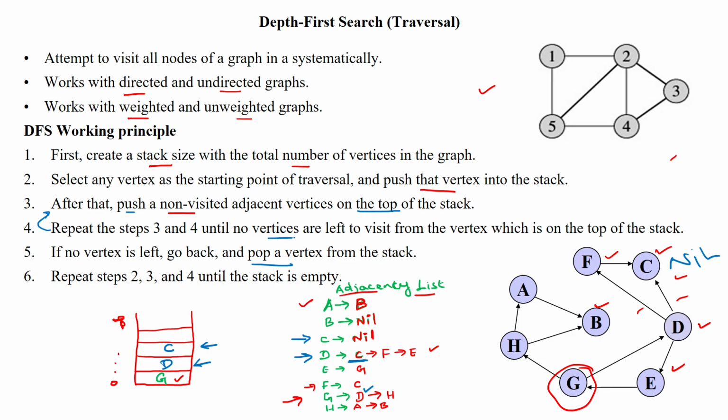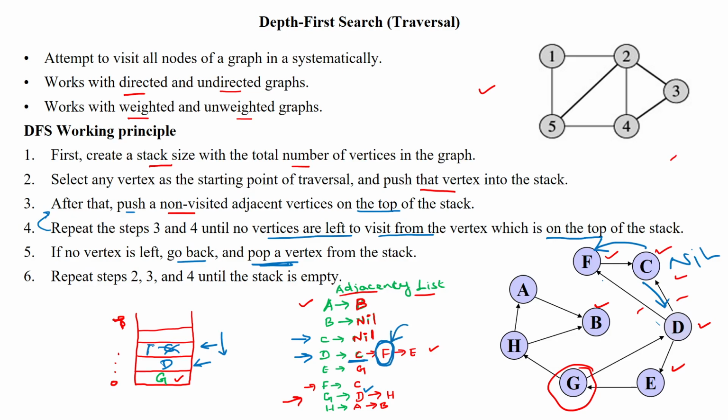So if no vertices are left for the node which is on top of the stack, then we go back, which means we pop the vertex. So from C we go back, pop the element. After popping, D is the element which is available. For D we have to check whether any other vertices are unvisited. Yes, F is unvisited and E is unvisited. So we can select from the adjacency list. F is the next node in the adjacency list.